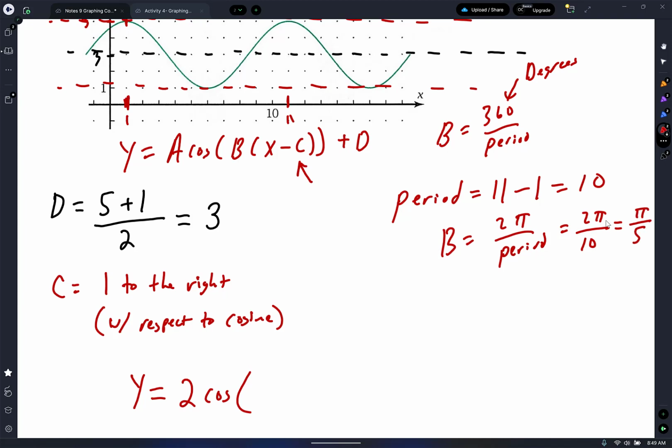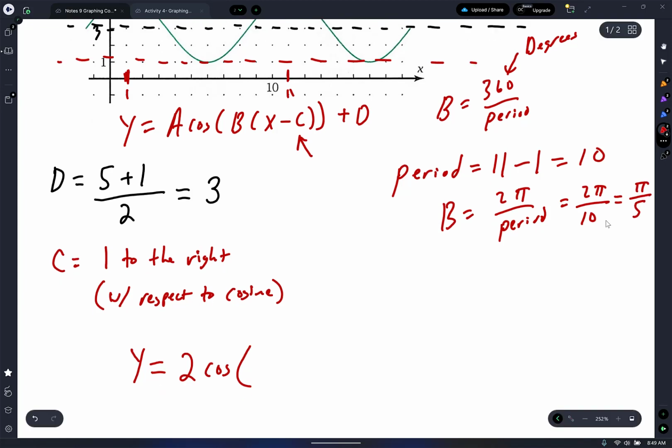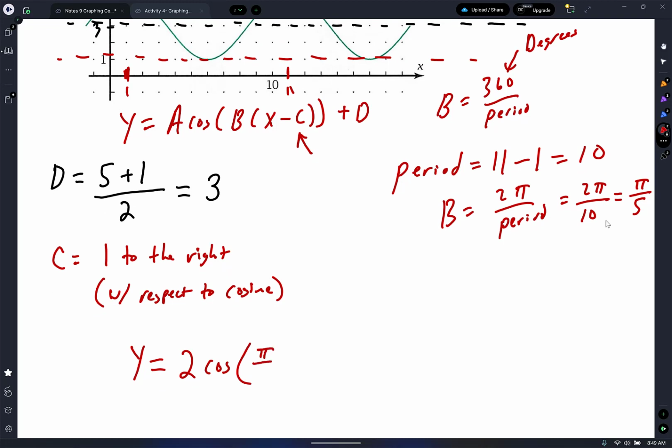So pi over 5 is your B. So you write pi over 5, open parenthesis. My shift was 1, so I'm going to write x minus 1. Close, close. And then I just put plus 3. And you're done. What do you guys think?